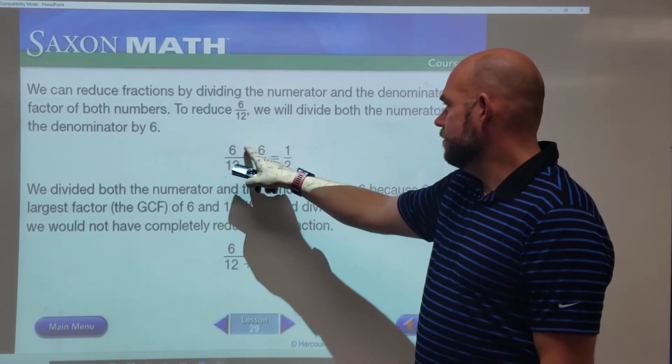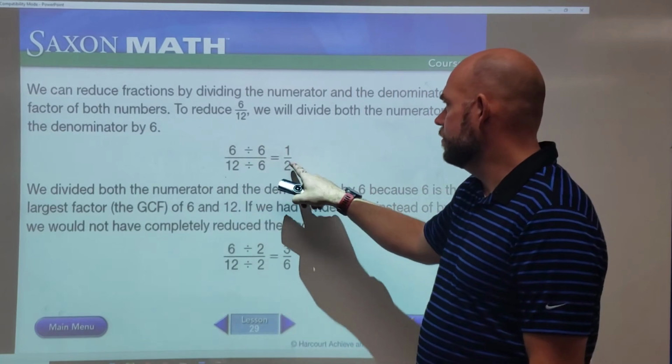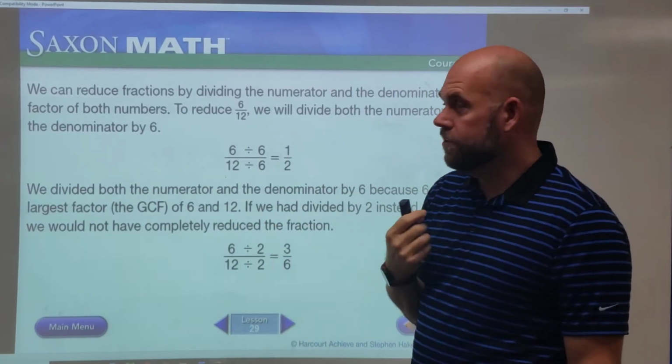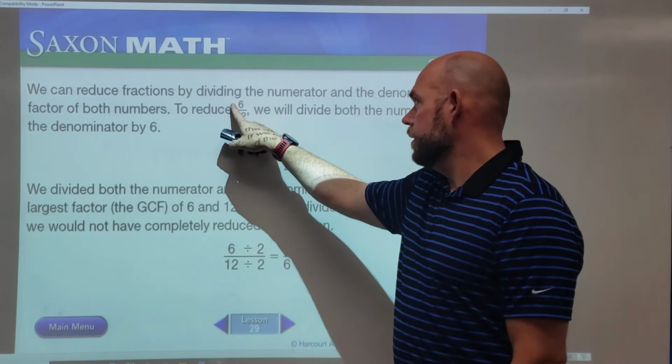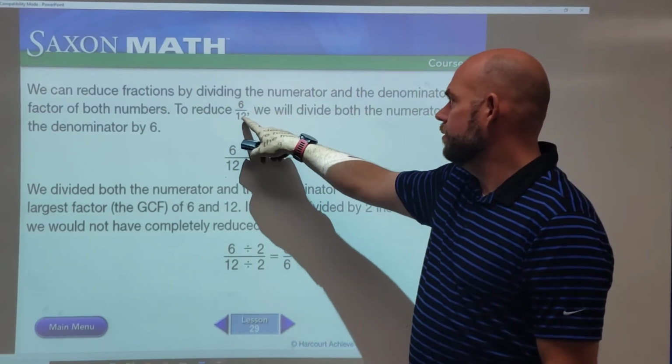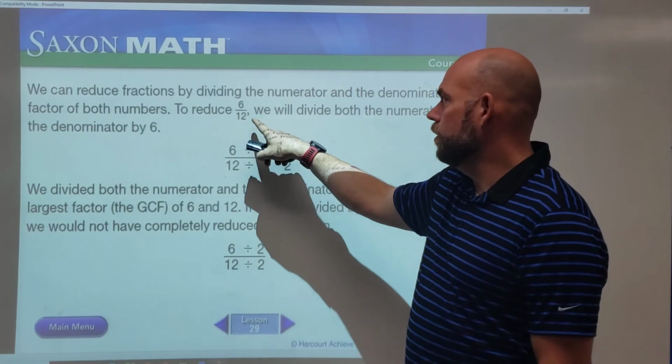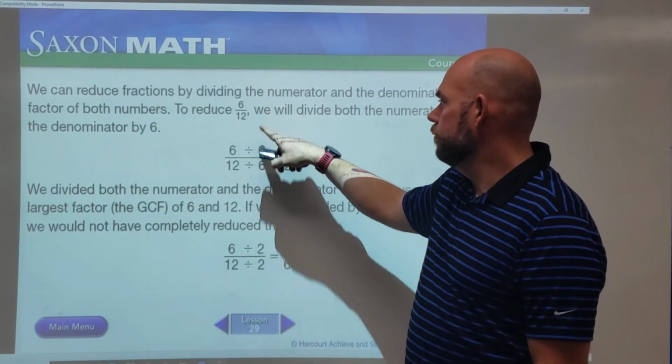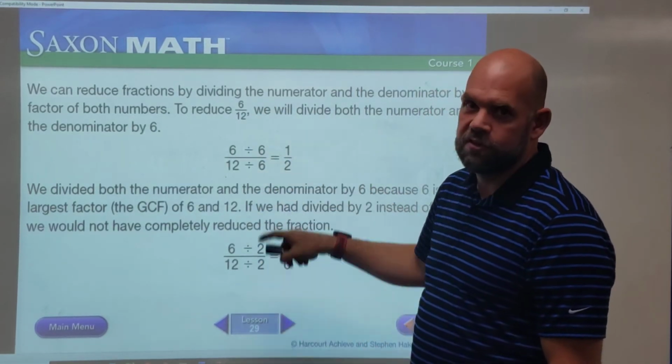So we can divide. 6 divided by 6 is 1, 12 divided by 6 is 2. Now there are other factors in this number that are the same. 3 goes into 6, so we can divide. 6 divided by 3 is 2, 12 divided by 3 is 4, so 2/4, which still reduces to 1/2.